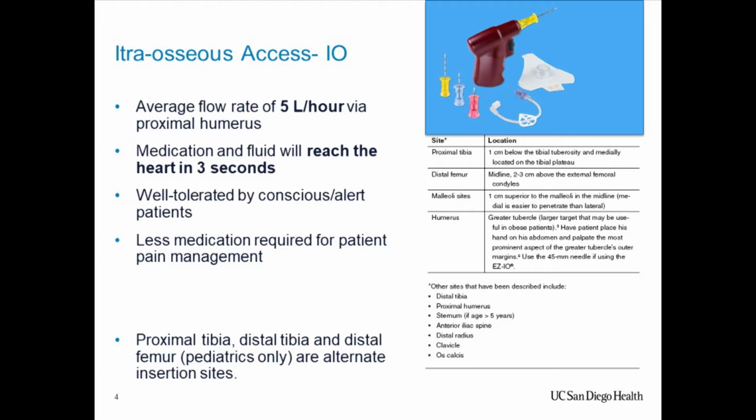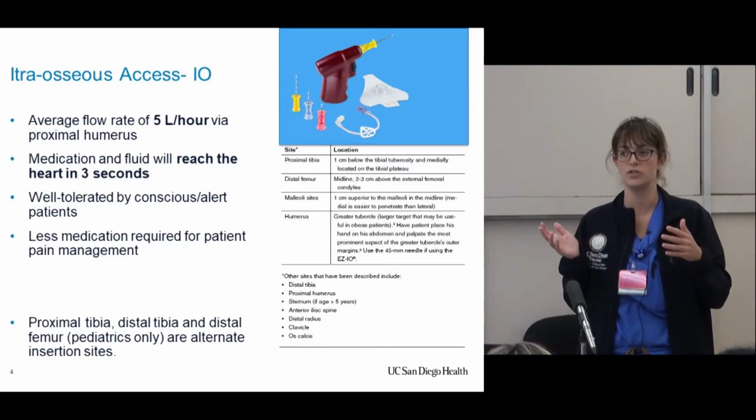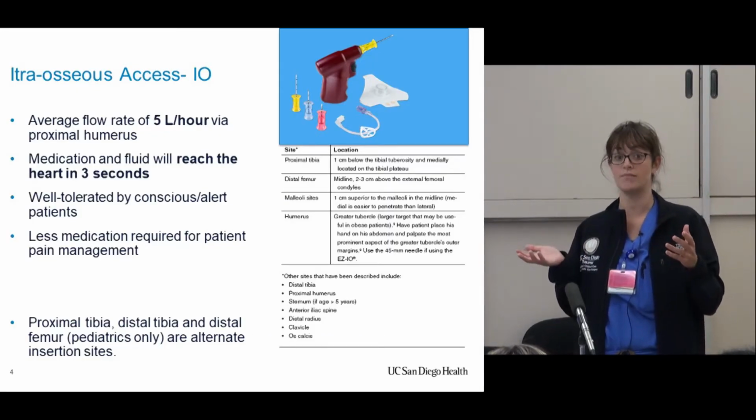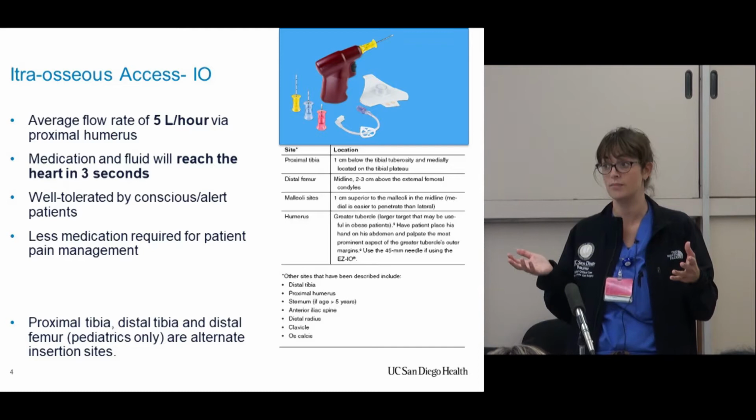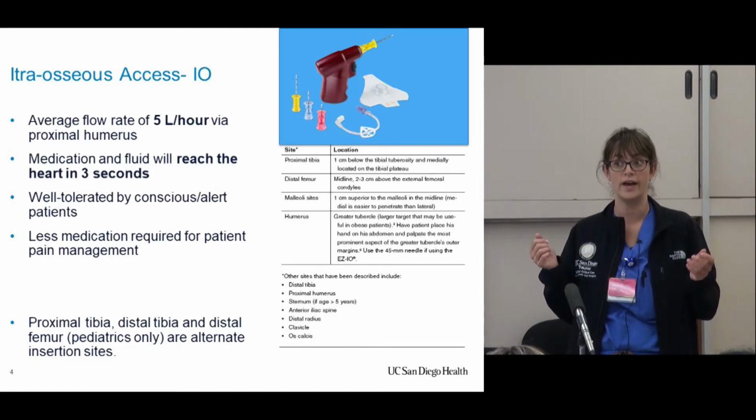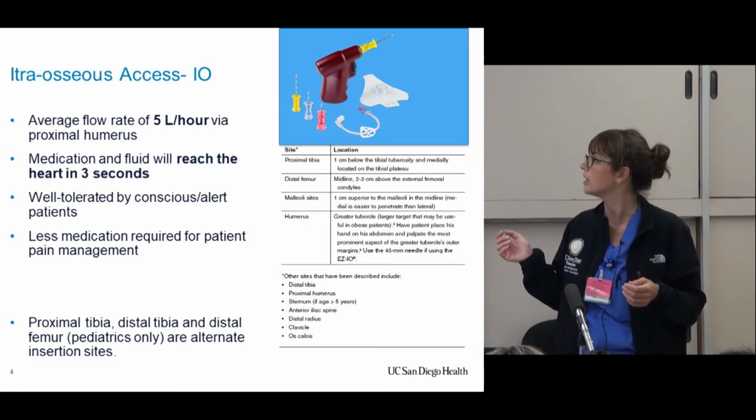So the flow rate, you can do up to 5 liters an hour. Anything you push through it makes it to the heart in about 3 seconds, so it's good for resuscitation. This is for patients in extremis where you don't have the time to get IV access and everyone's panicking because you don't have IV access. Well, we have a tool and we should use it, okay?